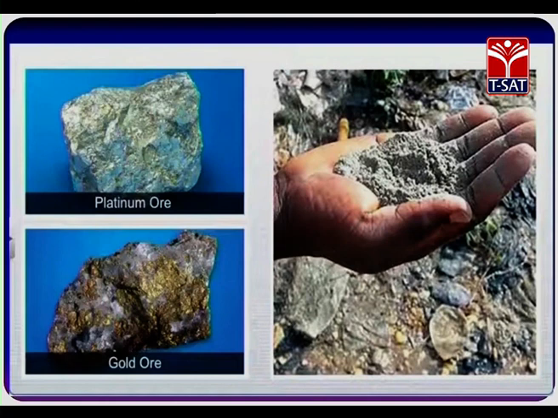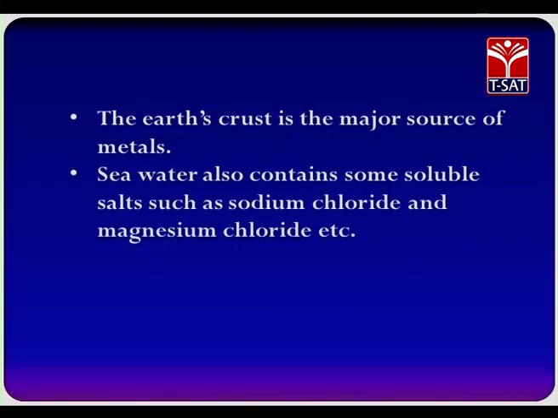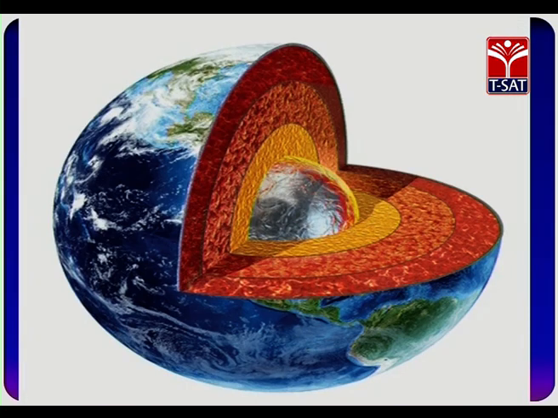Children, gold is obtained in the pure form because it is less reactive. We will also be reading about the reactivity of metals in this lesson. So, the earth's crust is the major source of metals. Sea water also contains some soluble salts like sodium chloride and magnesium chloride. Sodium is a metal which can be obtained from the salt present in sea water. Magnesium is a metal which can be obtained here also. So, the earth's crust is a major source of metals.